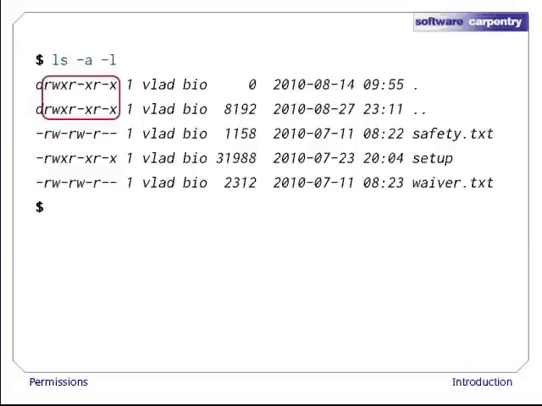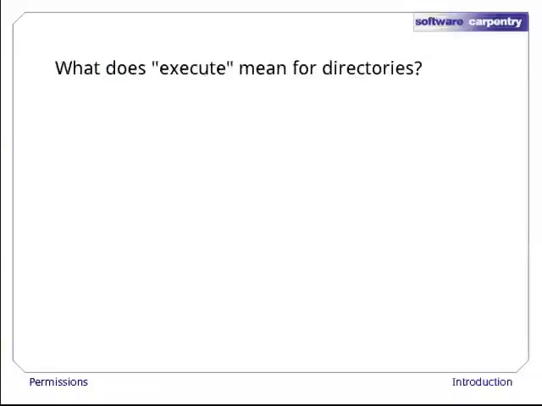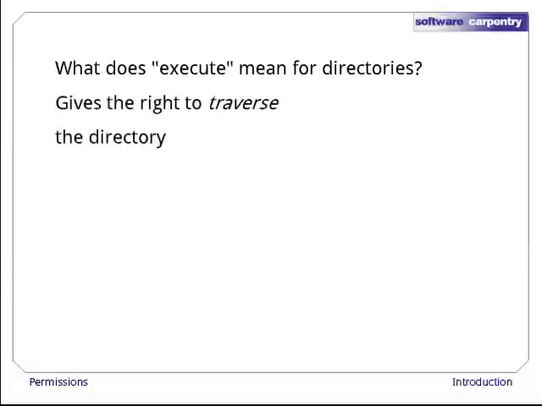But look at the rest of their permissions. The x means that execute is turned on. What does execute mean for a directory? It's not a program. How can we run a directory? In fact, x means something different for directories. It gives someone the right to traverse the directory, but not look at its contents.